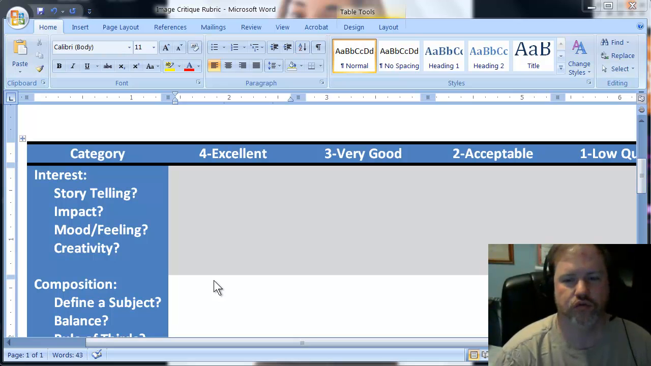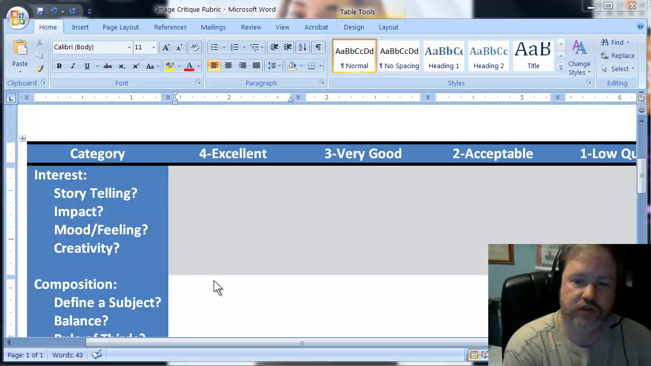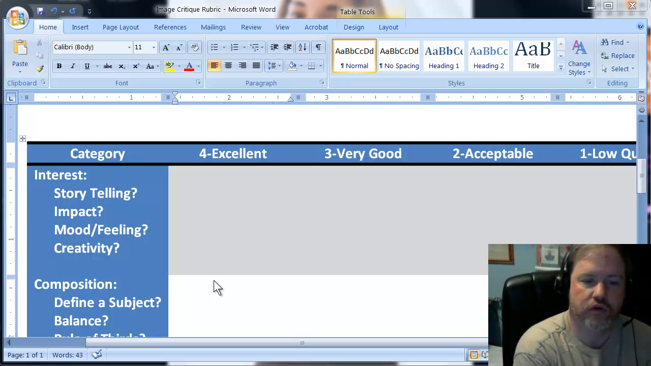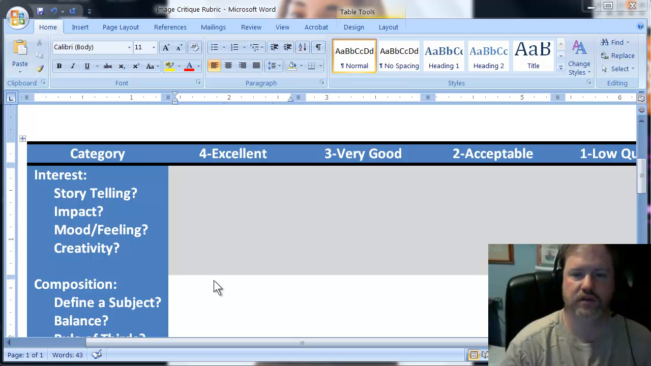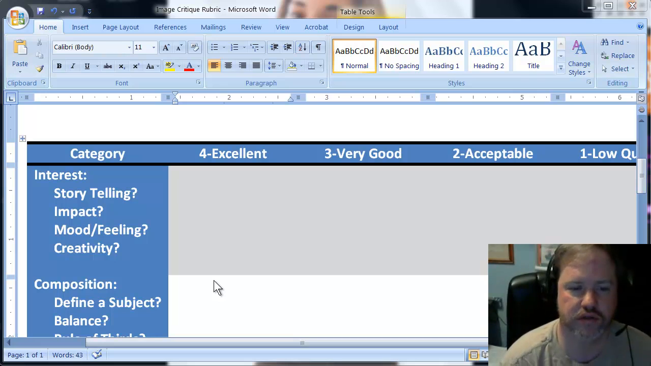I've created this little rubric to help to critique images. I do a lot of image critiques for people that are in my Intro to Photography class, and if you would like to have any of your images critiqued, you can join my class at MoreThanASnapshot.com.